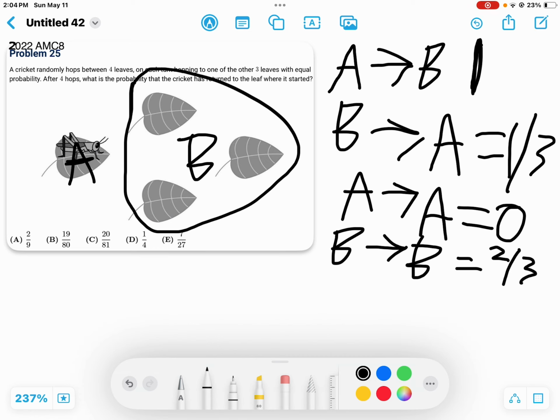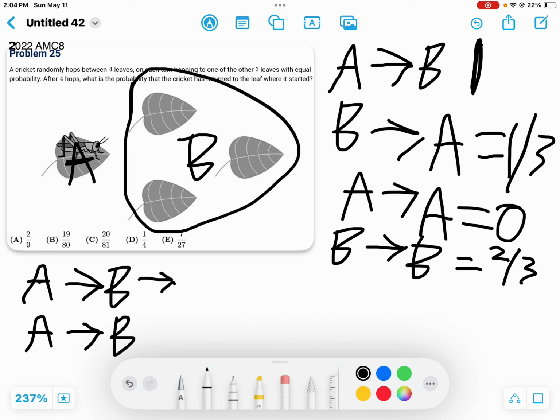So now we have 3 pathways that are possible. First of all, the grasshopper must start at A. The next move has to be a B, as we can see B has a probability of 1. The next one can be A or B. For this case, we'll suppose it is A. Let's make another case where it is B.